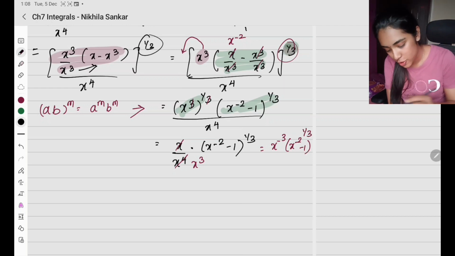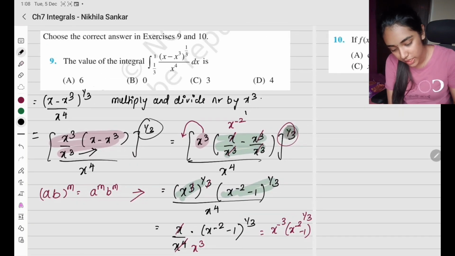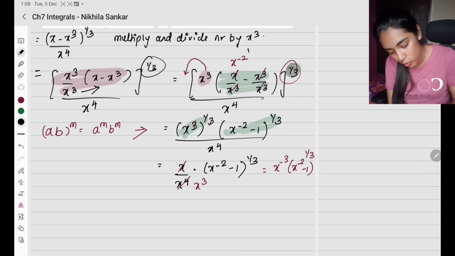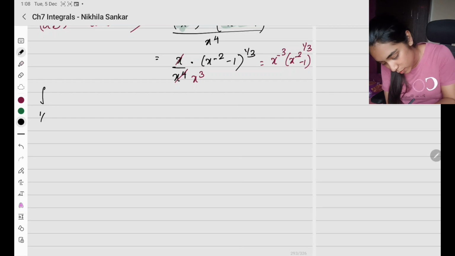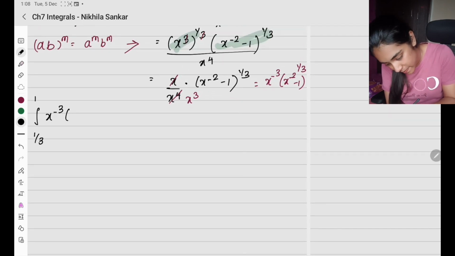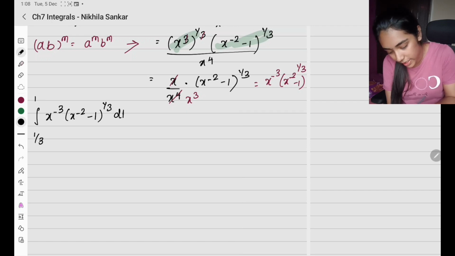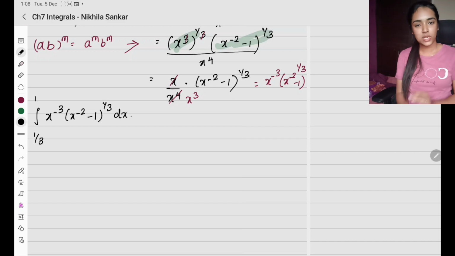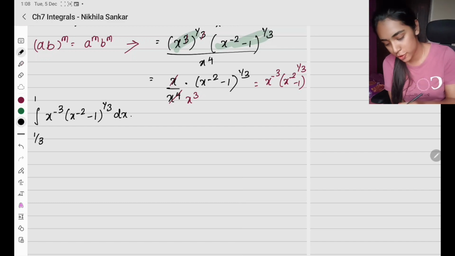Now, what happens to my integral? I have changed the integral like this. So the integral travels from 1 by 3 to 1. So my integral looks like 1 by 3 to 1 and what is inside? I have x to the minus 3 times x to the minus 2 minus 1 to the power 1 by 3 times dx. I have only simplified my question. Now the substitution is easy here.